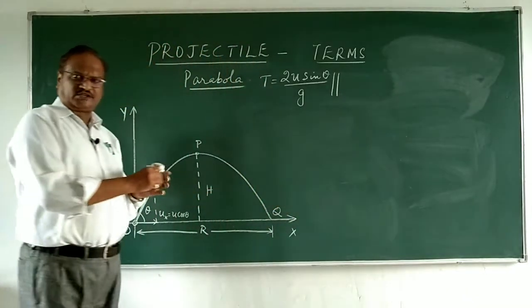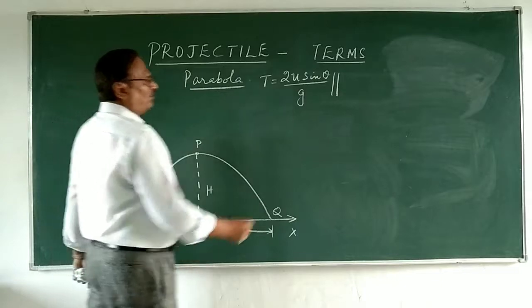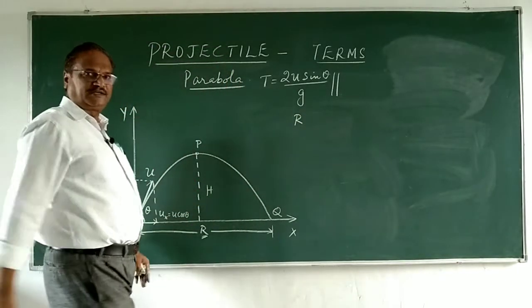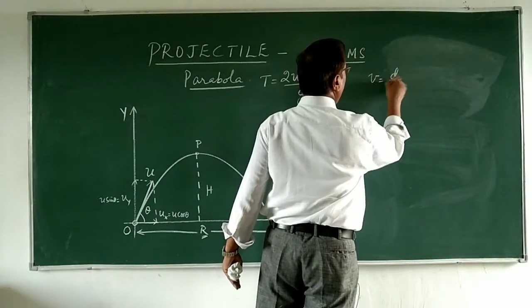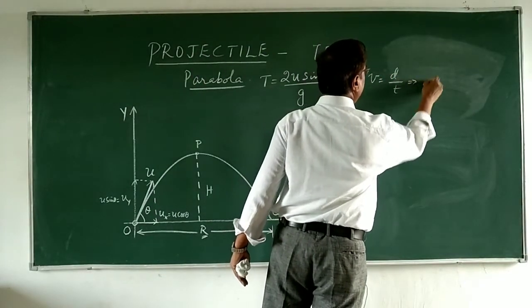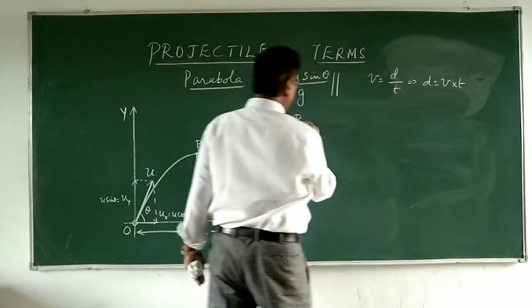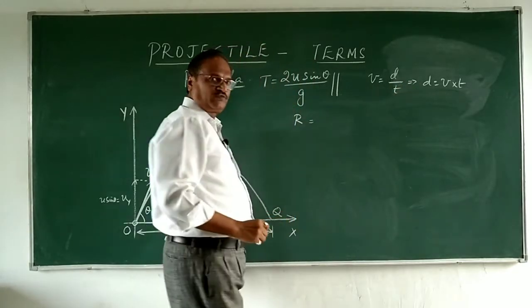Now we move on further. Fine. We will now define range. What is range? Range is the horizontal distance traveled. Okay, we know velocity is equal to distance traveled by time, which implies distance is equal to velocity into time. Here distance is range, and what is velocity?